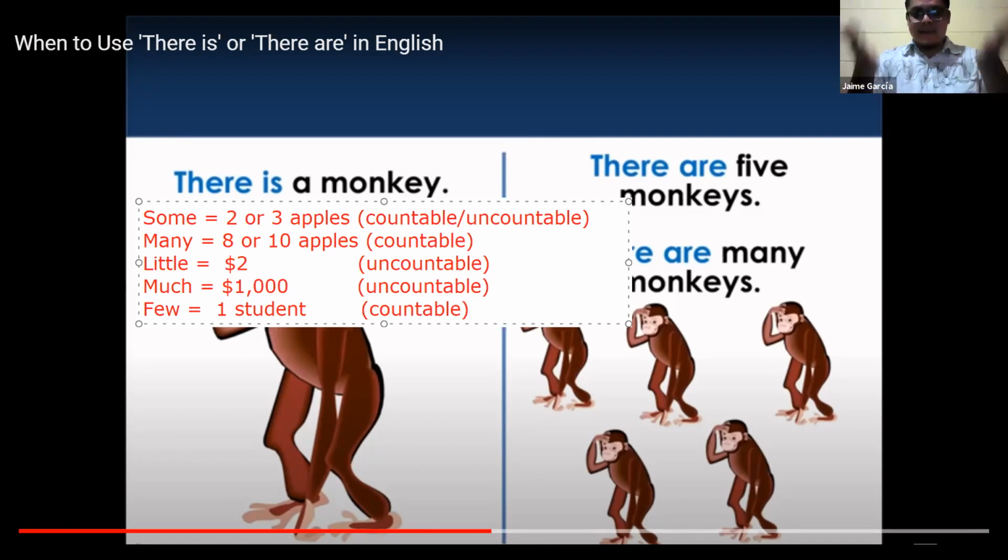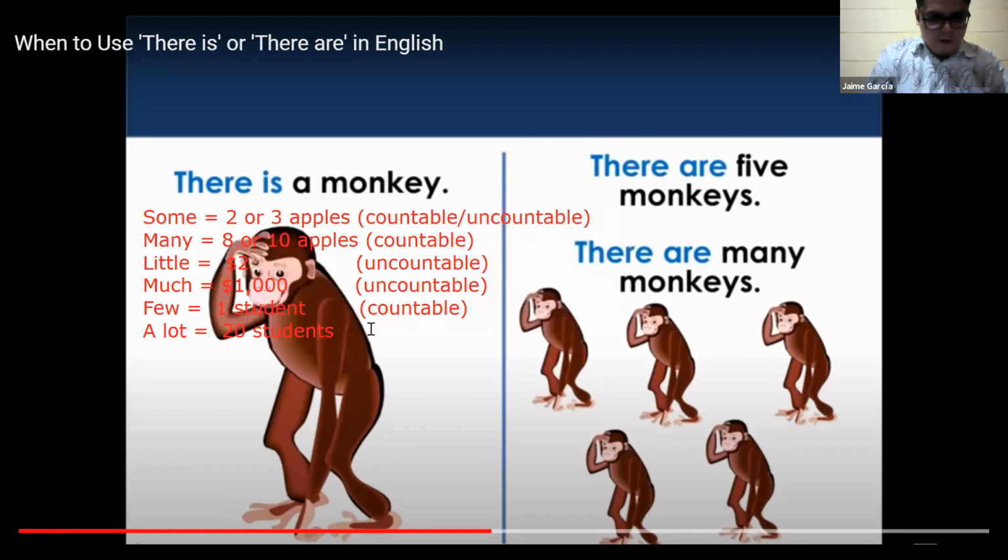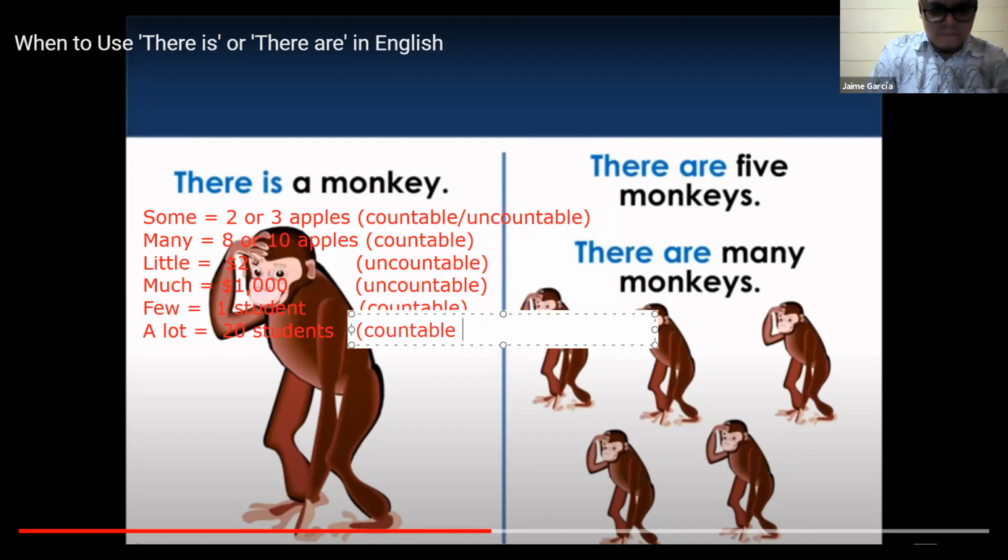So in this English class, I don't have few students, because I don't have one student. I don't have two students. I have a lot of students. So a lot, for example, 20 students, is for countable things. And uncountable.